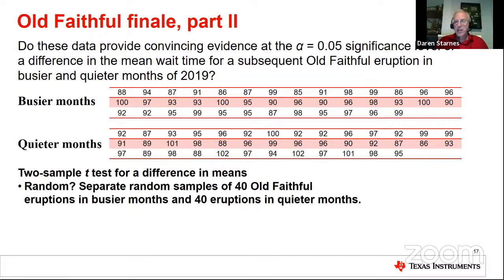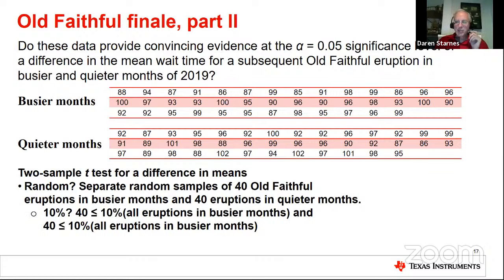Now, we would need, therefore, to be able to view these two sets of data as separate random samples of 40 Old Faithful eruptions from busier months and quieter months. And even though I split the original random sample in two, that's effectively what we have here. We have independent random samples from busier months and quieter months, just created in kind of an unusual way.